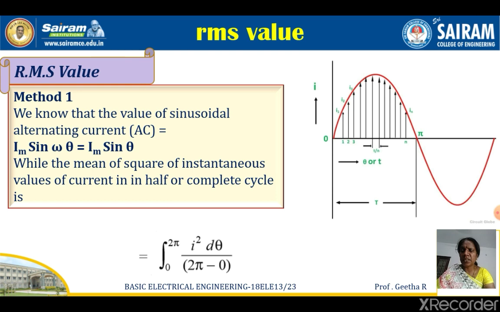In this method, consider i is equal to Im sin theta, while the mean of the square of instantaneous values of the current in half of the complete cycle is 0 to 2 pi. Since it is root mean square, when the square root of the mean of the square is taken, it is root mean square. So the square of a current, i squared d theta, is considered. Since it is over a period of 2 pi, the base 2 pi is considered. So that is integrated over a period of 0 to 2 pi. It is for one complete cycle.